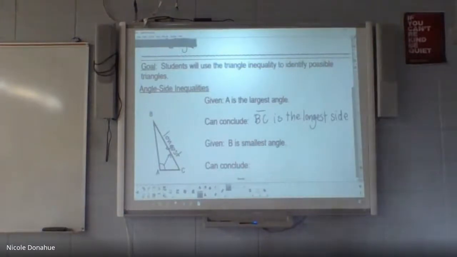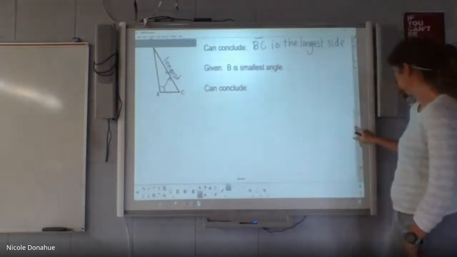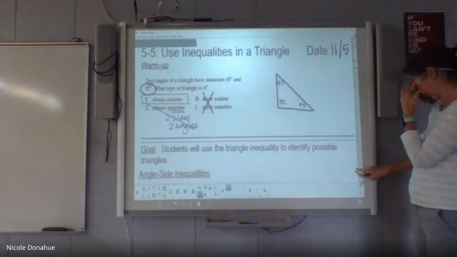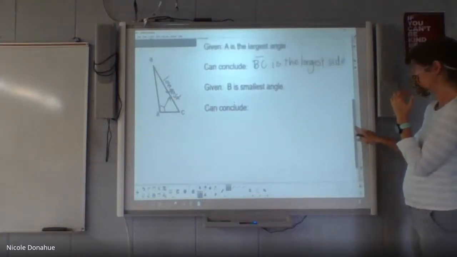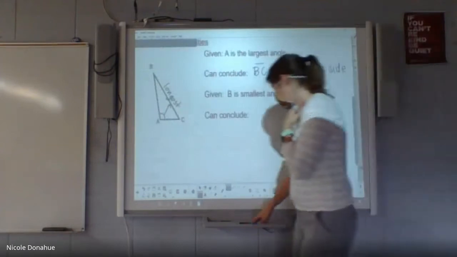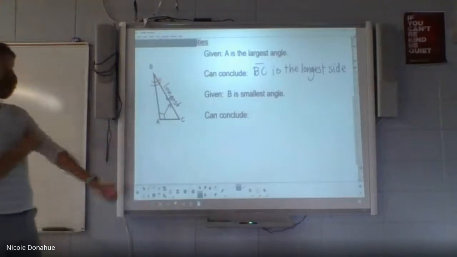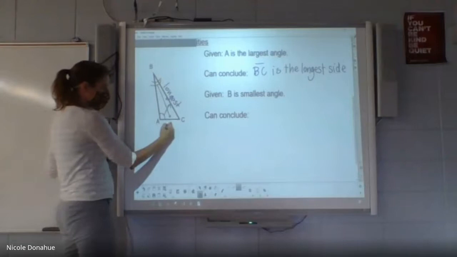And then if angle B is the smallest angle, so if angle B over here is the smallest angle, that means the side across from it is going to be the shortest side.